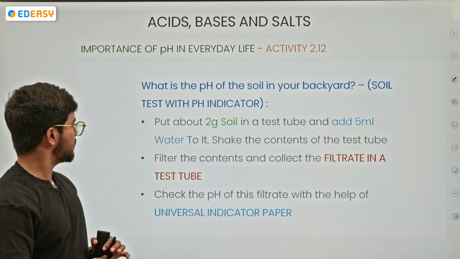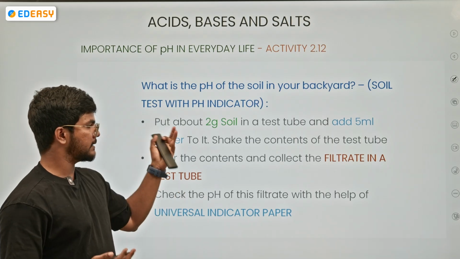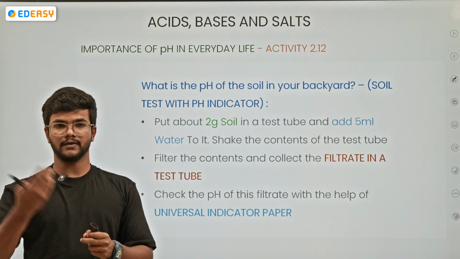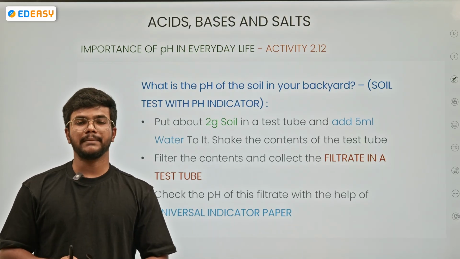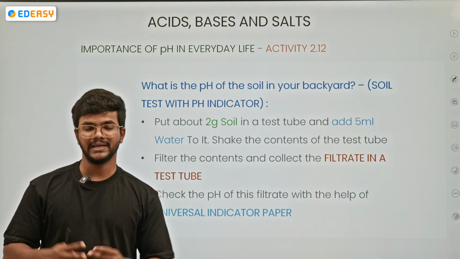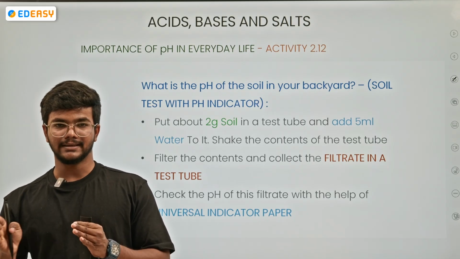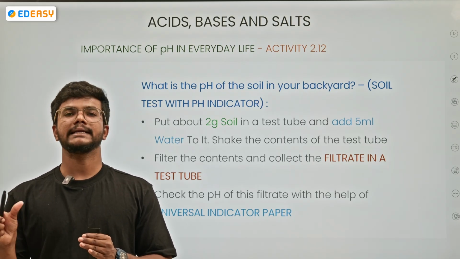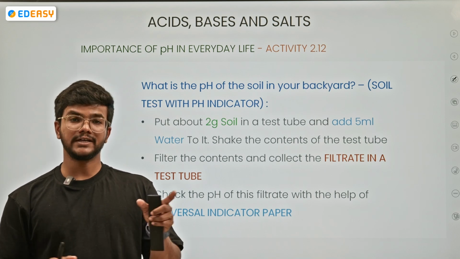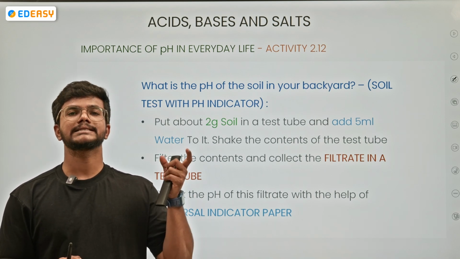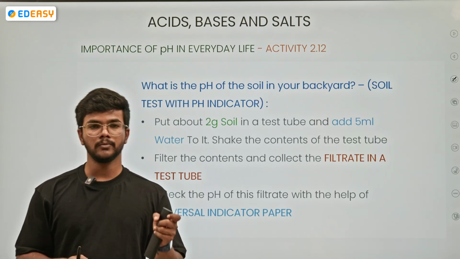Okay, put 2 grams of soil, add 5 ml of water and filter it, removing the soil or sand, and test with the universal indicator paper. Universal indicator is nothing but the pH indicator. If it is red in color, that indicates the soil is acidic in nature. If it shows a blue color, it is alkaline in nature. Alkaline means the basicity of the soil is more.